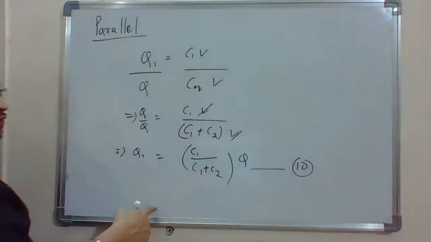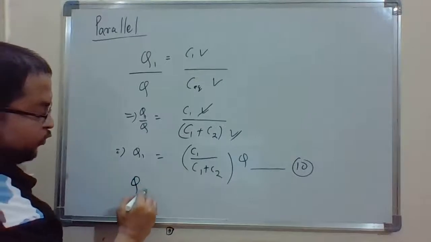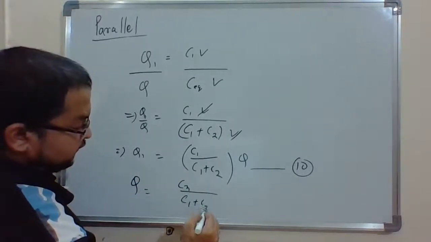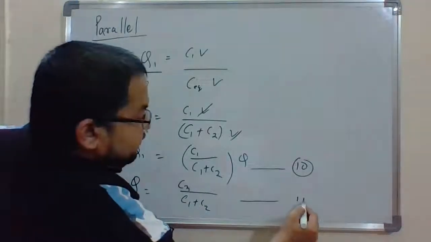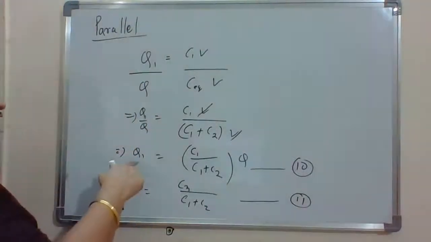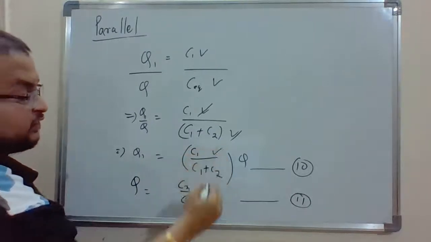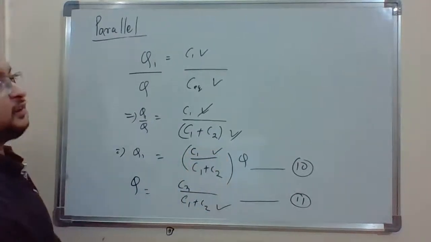So that is why, obviously, your Q2 will be C2 by C1 plus C2, equation number 11. So if you see, charge gets divided in the ratio of capacitors.